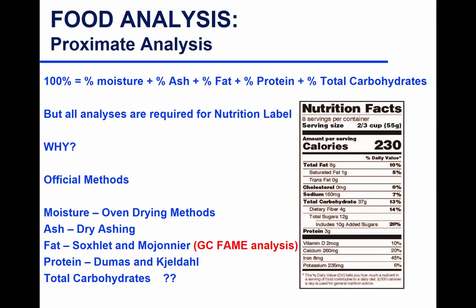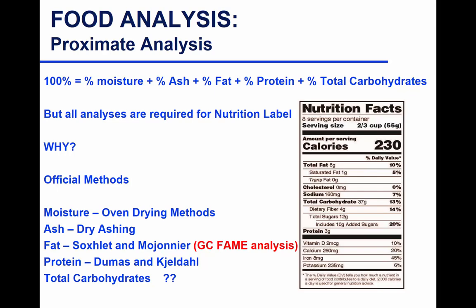The FDA requires FAME analysis. So they require fatty acid analysis to determine fatty acids all the way from those that are four-carbon chain, C4, all the way to C24. So they quantitate all of those, and then they measure them in terms of triglycerides. So they add glycerol to the calculations, and then they get total fat that way. This is how the FDA requires that the total fat be determined for the nutrition label.